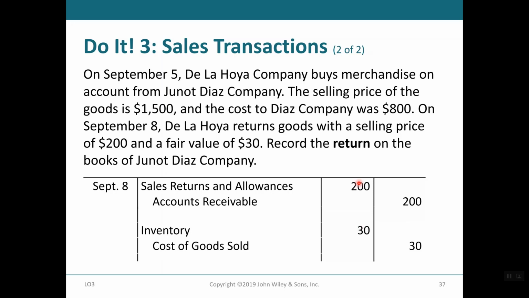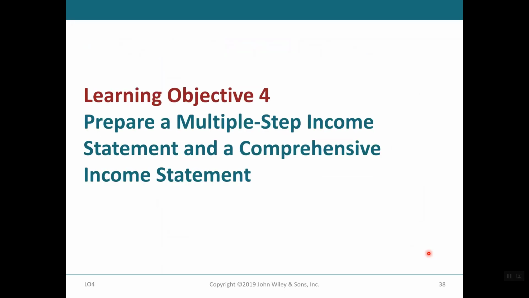Then we have the expense side. Inventory will go up because they're giving us back inventory, and we're told that the inventory costs how much? A fair value of 30 and cost of goods sold 30. A reduction in expenses and an increase in our inventory. Increase in assets is a debit, a decrease in expense is a credit.